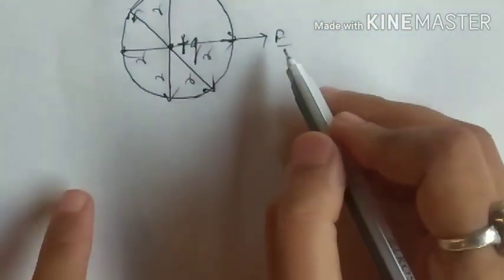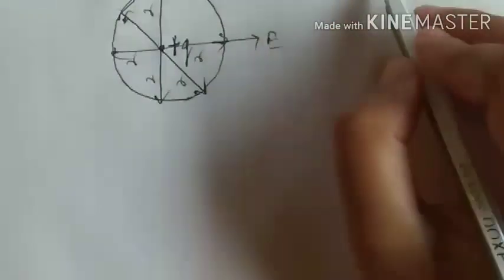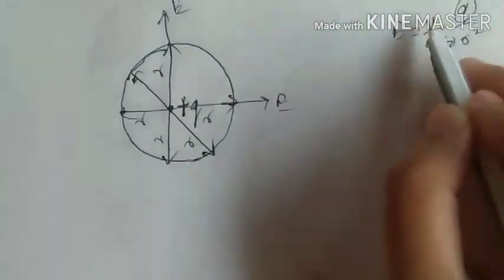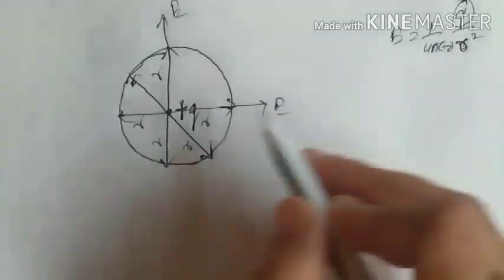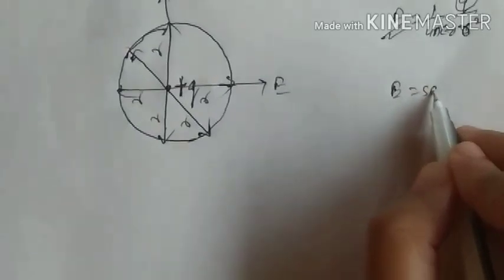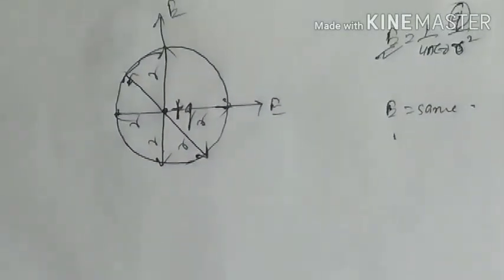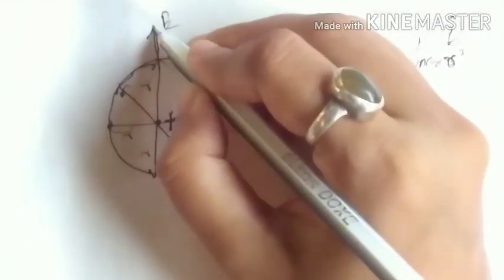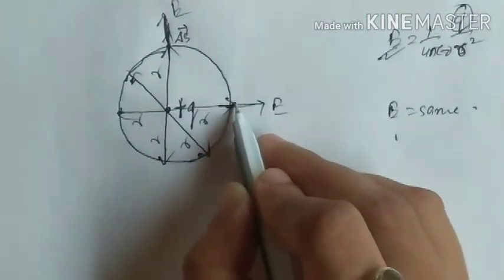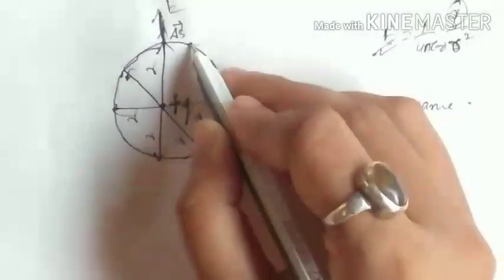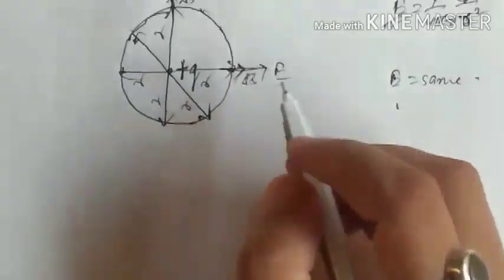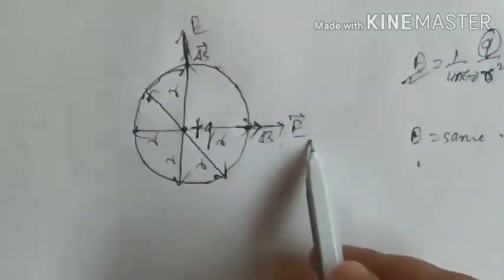As we know, the electric field is equal to 1 by 4 pi epsilon naught, Q by R square. As Q is constant, it depends upon R. If R is fixed, then E remains the same throughout the surface. Now if we draw the area vector for each surface element, everywhere, it is in the same direction as that of the electric field.